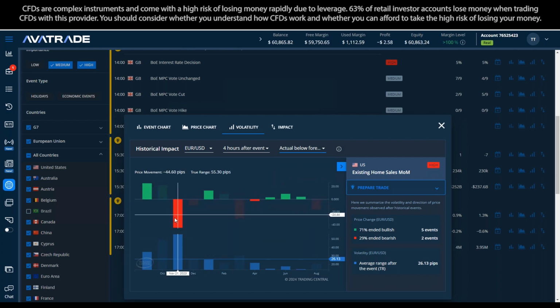Only once did it drop significantly. Everything else either kind of stayed flat or went up 71% of the time. Okay, so if you have a short stop loss, you'd have only taken one loss, one really small loss, and everything else would have profited. Okay, 71% of the time it ended up if the numbers came in below forecast.